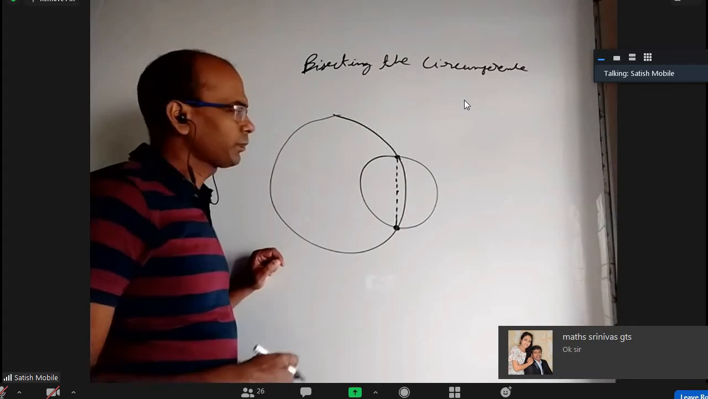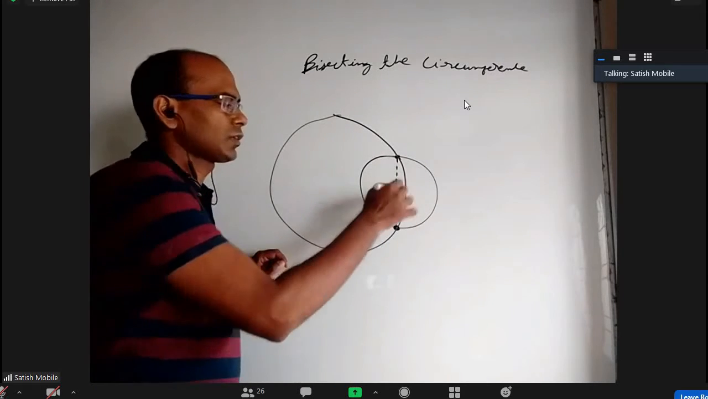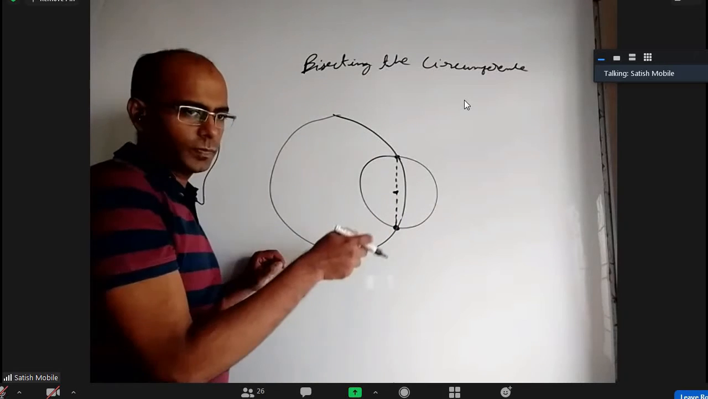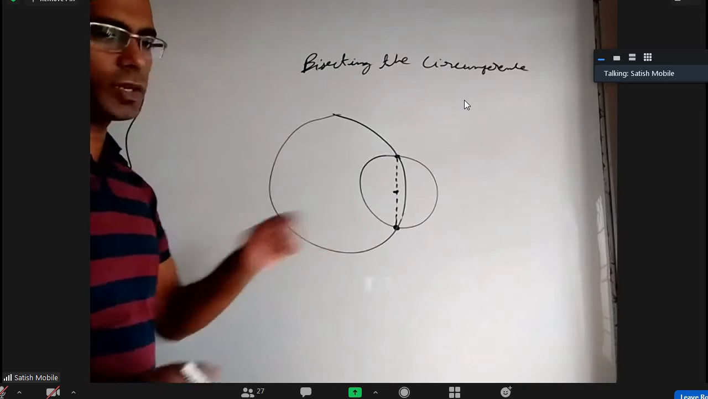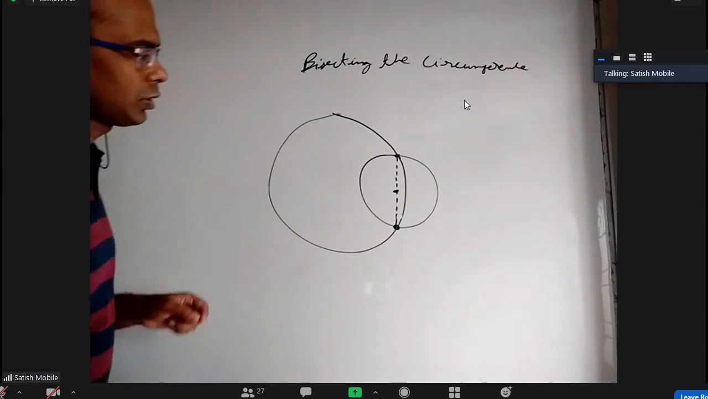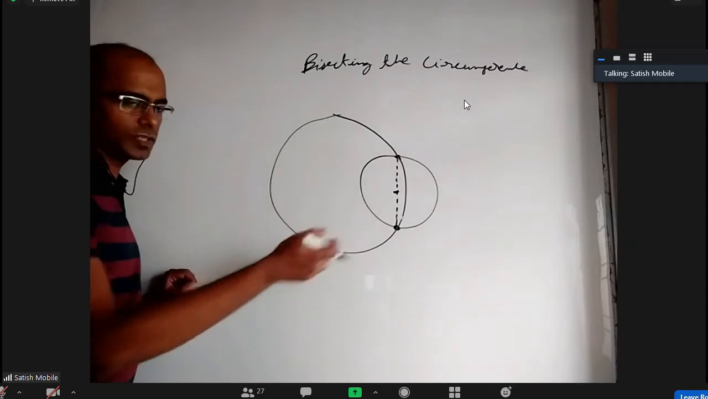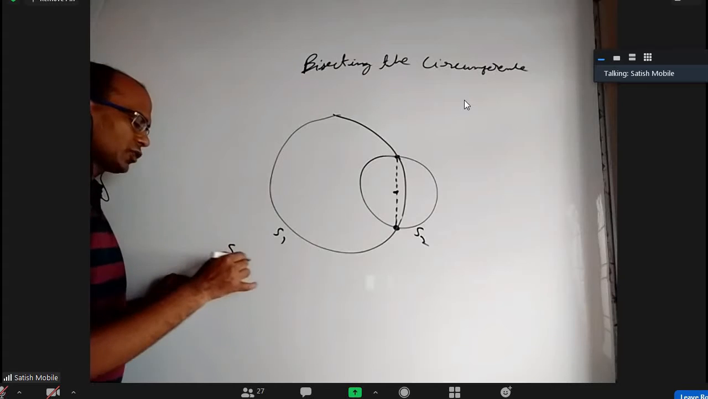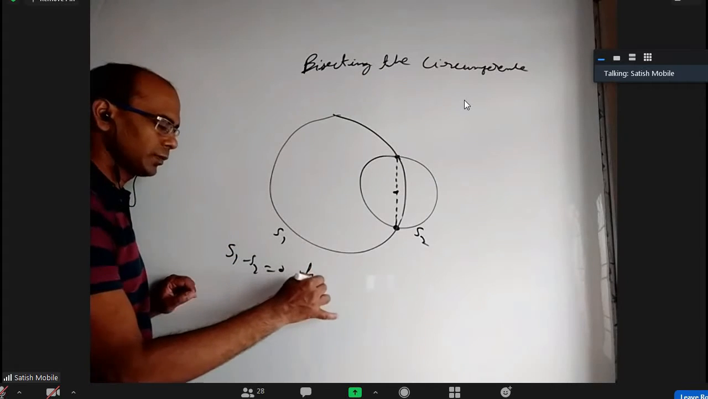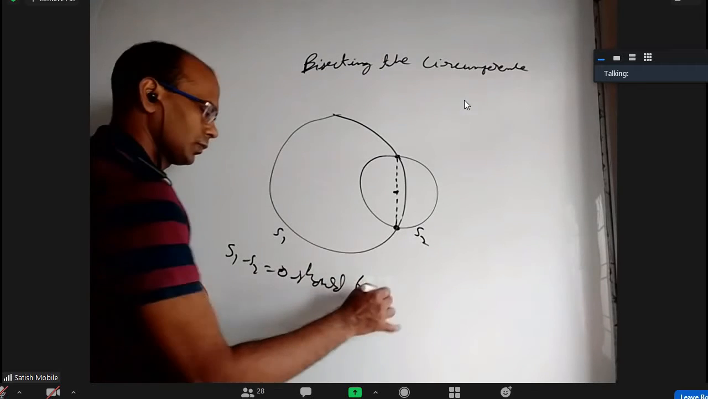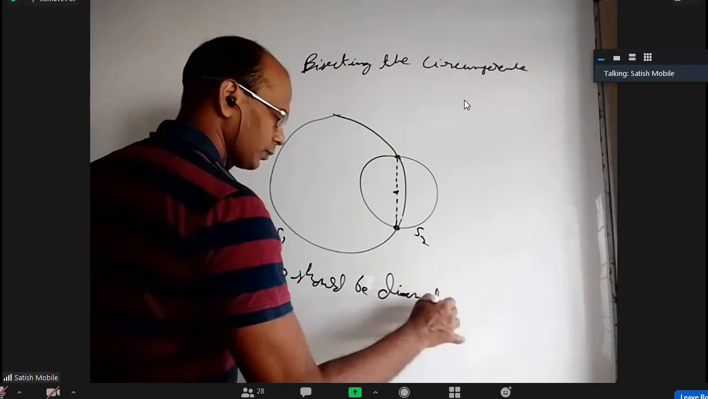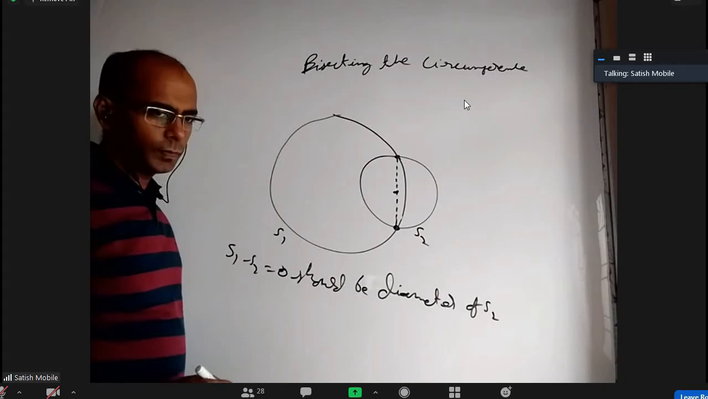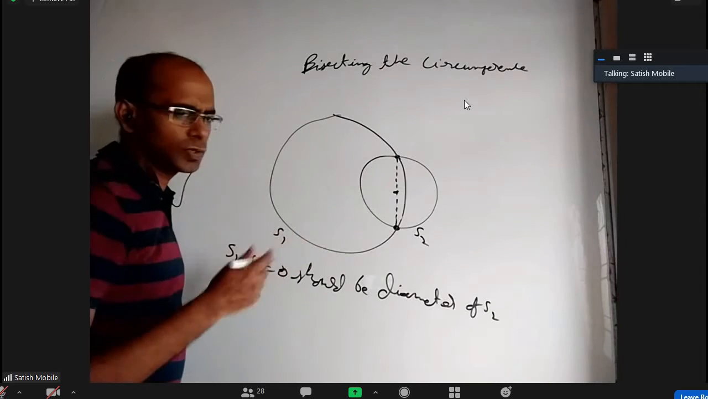But that will happen when this line is a diameter, because if these two parts are equal, it should be a diameter. That means the common chord of this circle and this circle, which is a line, should be a diameter of the smaller circle. So how to verify this when the two circle equations are given? If S1 has to bisect S2, then S1 minus S2 equal to 0 should be a diameter of S2. So you subtract and you'll get a line. That line should pass through the center of the second circle.